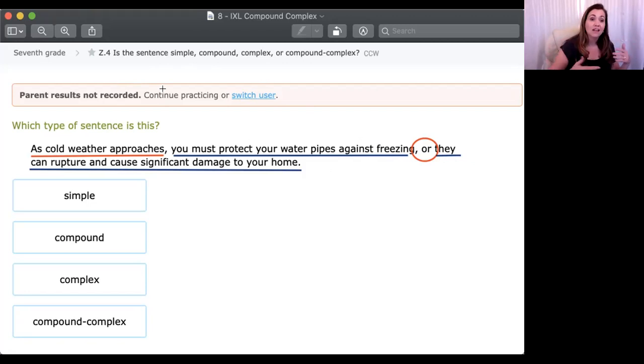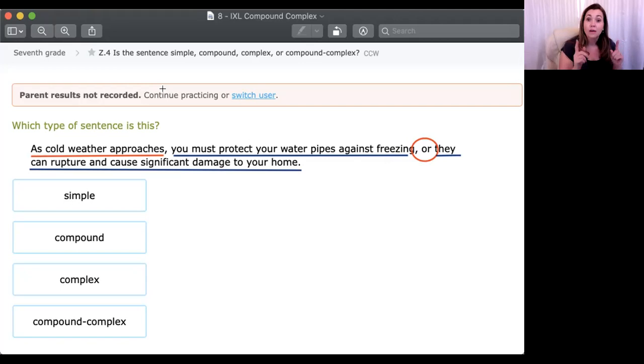And if you notice, okay, let's think about this for a second. Here's something that I haven't done that I typically do. Let's pick the base bit of information from this sentence. The base bit of information is, you must protect your water pipes against freezing, period. That is the thought that needs to get out here, right? Would you say that's the most important aspect?